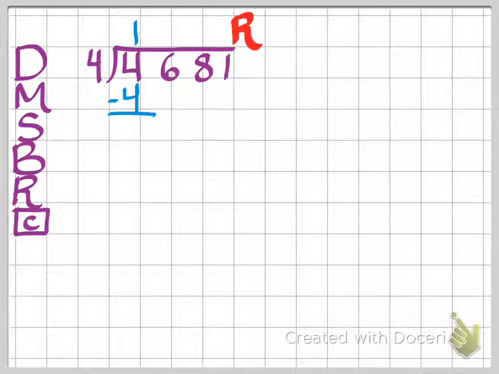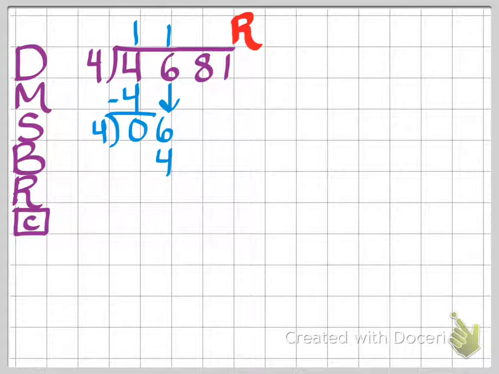So you should have said how many times does 4 go into 4, and that's once. So you divided. Now you need to multiply. 1 times 4 is 4, and then you subtract. 4 take away 4 is 0. Then you bring down the 6, and you do it again. How many times does 4 go into 6? You just have 1, so you divided. Now you multiply. 1 times 4 is 4, and then you subtract. 6 take away 4 is 2. Now you bring down the 8. You do it all over again.